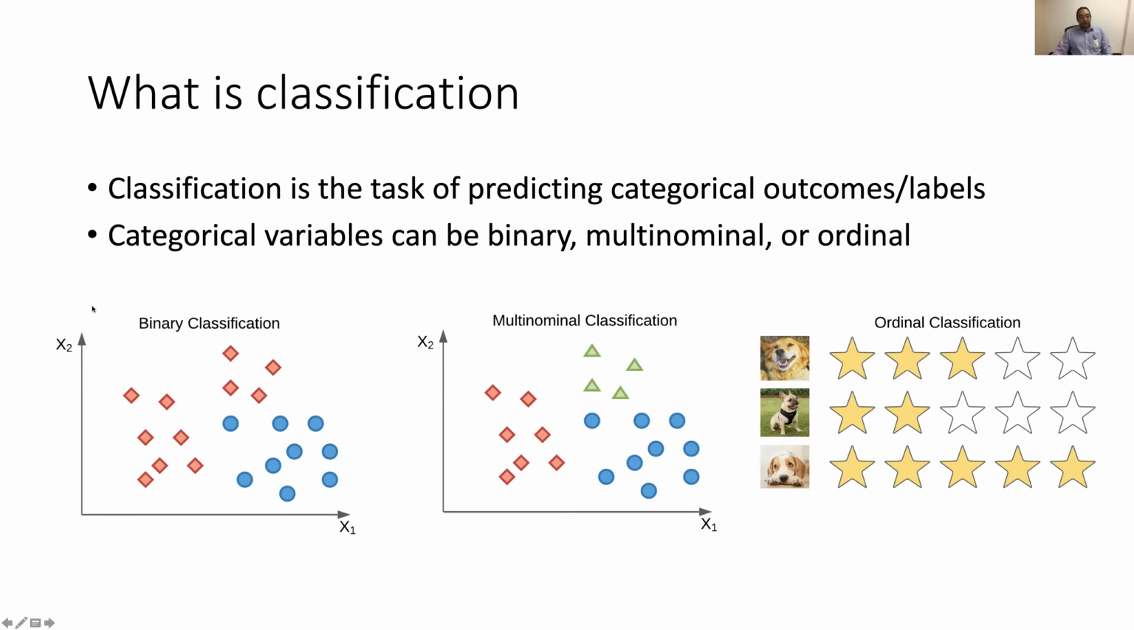So you can have binary classification. Your outcome is like disease or non-disease, like a case control sort of situation. You can imagine that these red diamonds are the cases, and the blue dots are the controls.